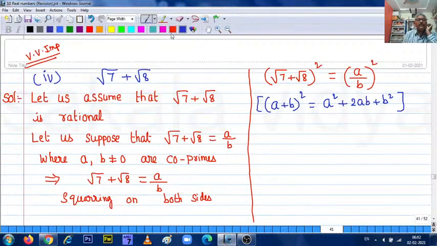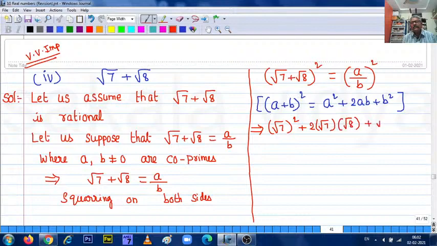So now we can write. That implies root 7 whole square plus 2 times root 7 times root 8 plus root 8 whole square equals a square upon b square.